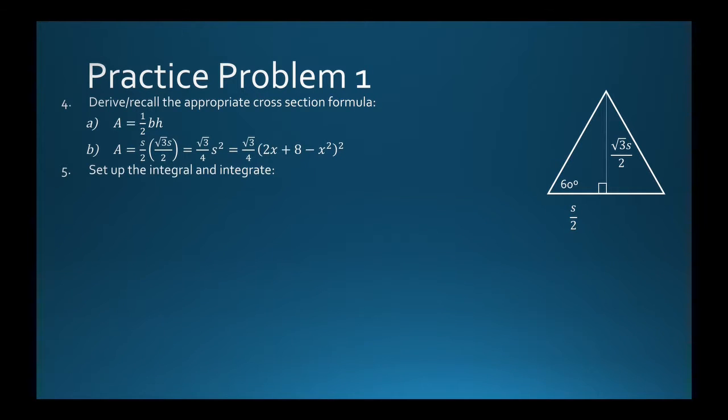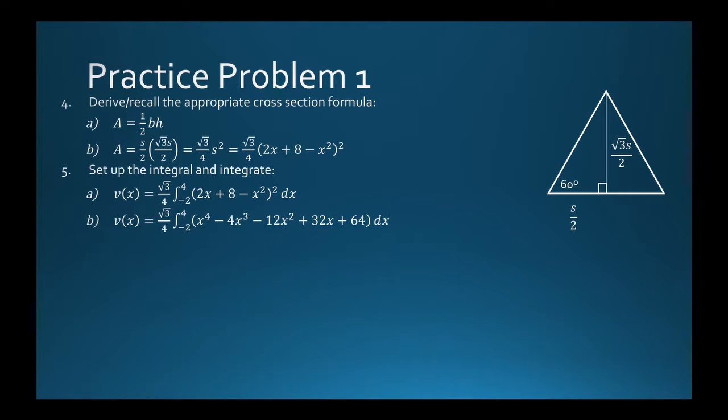So now we just have to find the integral. So we'll use the bounds found earlier. So we have root 3 over 4 times the integral from negative 2 to 4 of 2x plus 8 minus x squared, all squared dx. We'll expand out the trinomial. So we get root 3 over 4 times the integral from negative 2 to 4 of x to the fourth minus 4x cubed minus 12x squared plus 32x plus 64 dx.